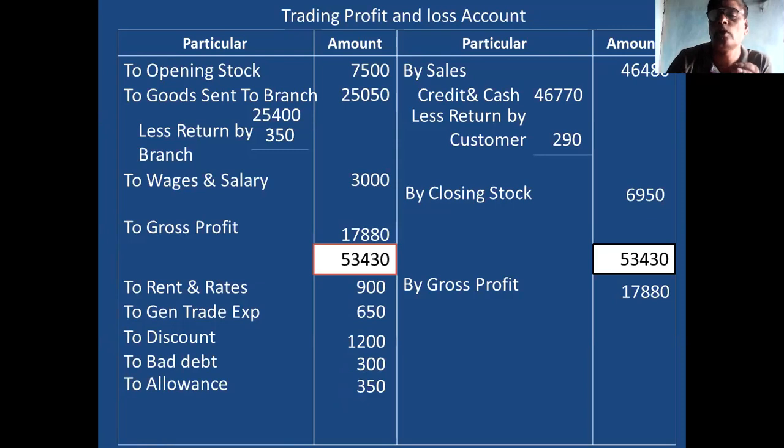All the expenses you have to write here. It may be related to trading account. It may be related to debtors account or branch account.